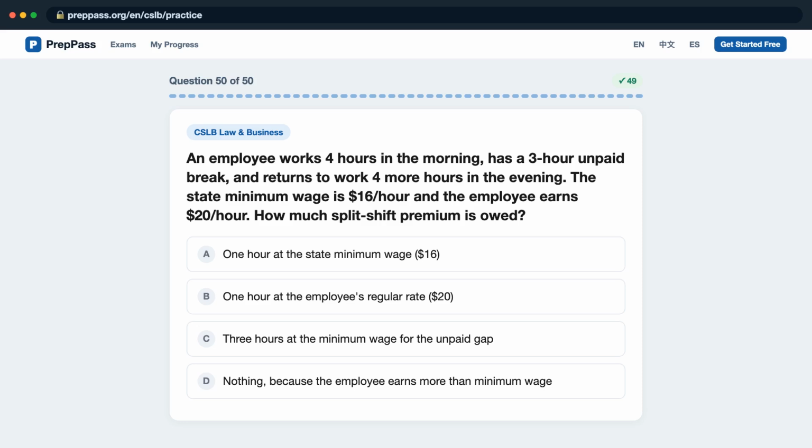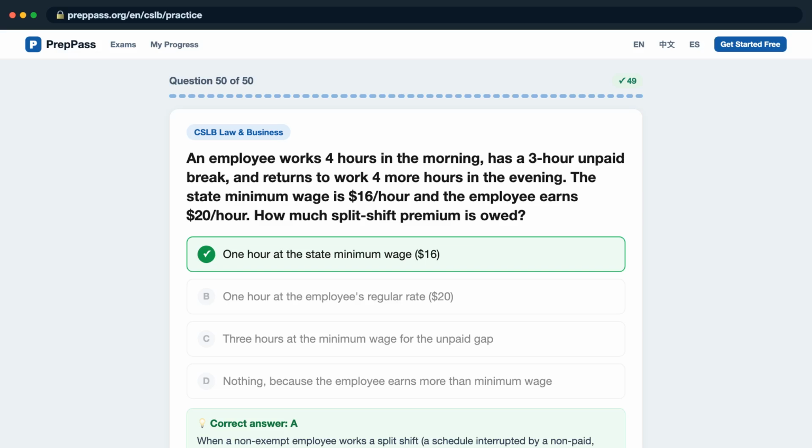Is it A, 1 hour at the state minimum wage, $16? B, 1 hour at the employee's regular rate, $20? C, 3 hours at the minimum wage for the unpaid gap? D, nothing, because the employee earns more than minimum wage? The correct answer is A.